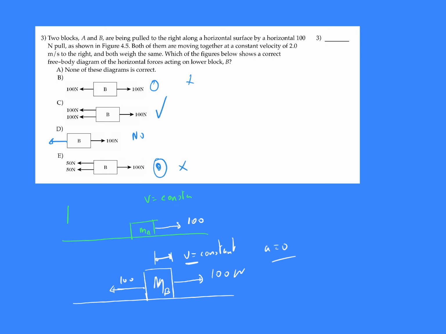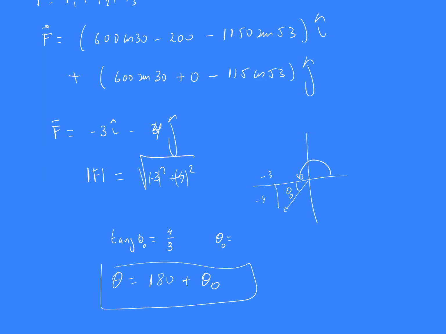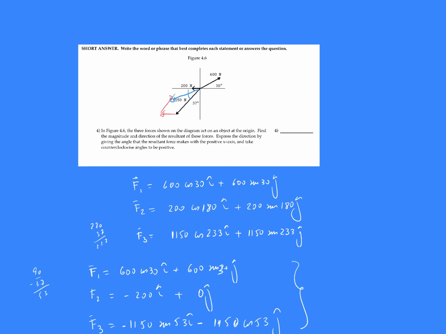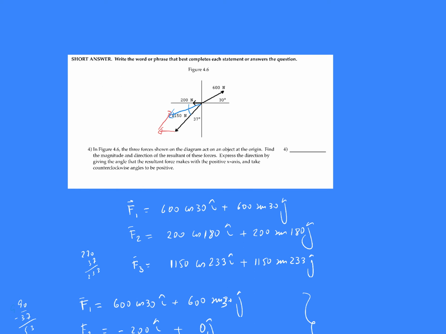It asks which of the figures below shows a correct free body diagram. I think what I said is correct. Next question. The next question is a problem. It says you have three forces, F1, F2, and F3. Every one has different directions and different magnitude.